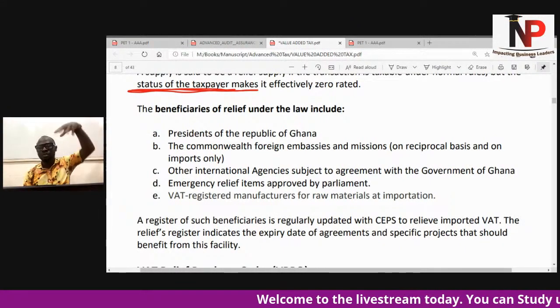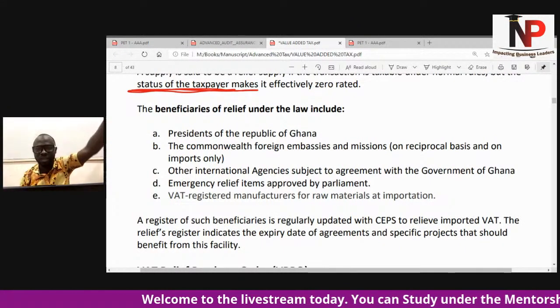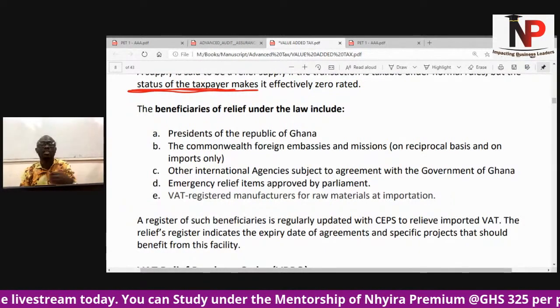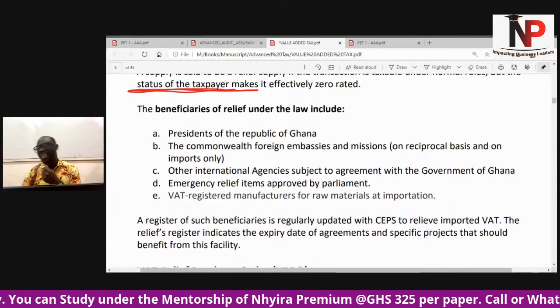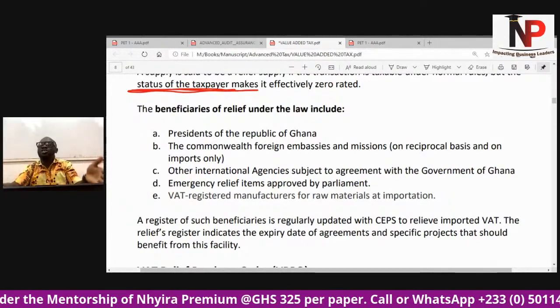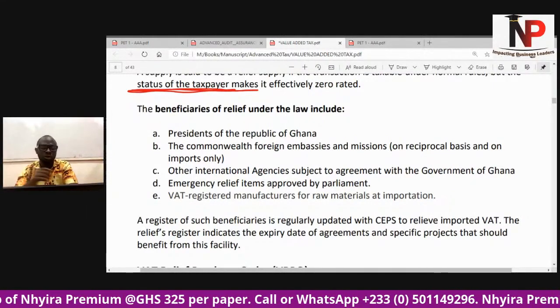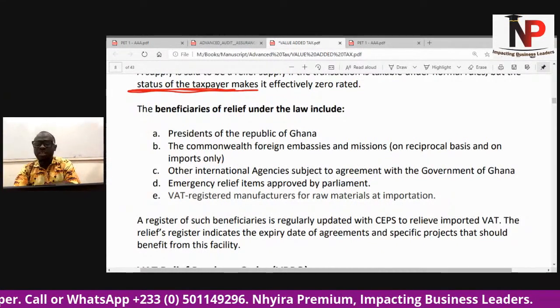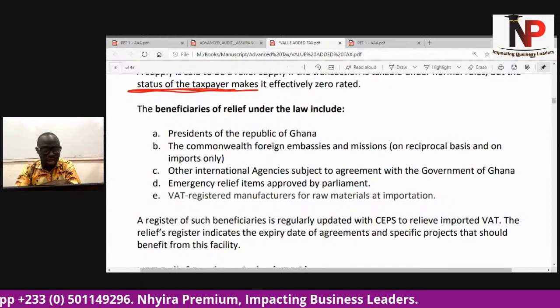What it means is that our embassies in their respective countries are also supposed to be exempted. If they don't exempt us, we too don't exempt them. So it is like, you scratch my back, I scratch your back for you. So it's on a reciprocal basis. Then other international agencies subject to agreement with the government of Ghana.